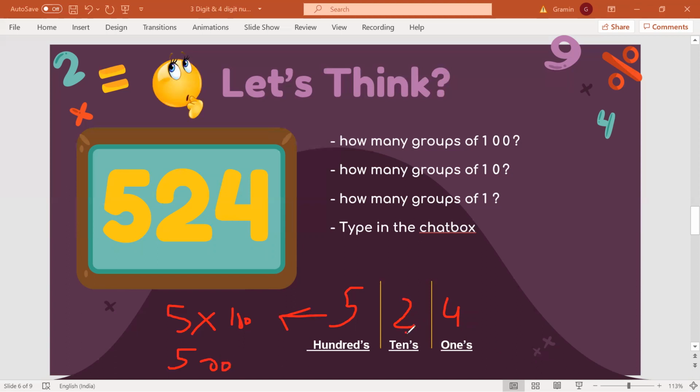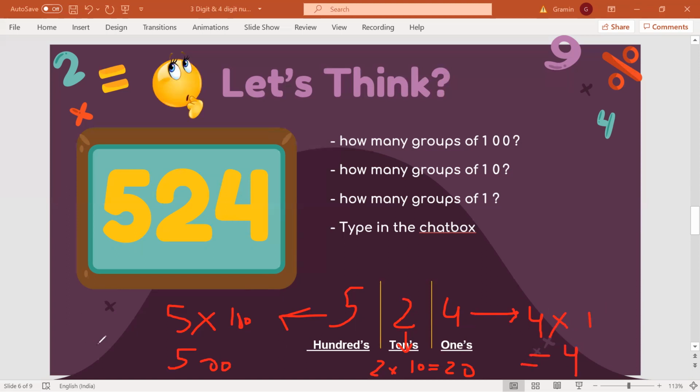2 at tens position means what? There are 2 groups of 10 chocolates. So 2 multiplied by 10, which is equal to 20. Similarly, 4 at ones position means what? 4 groups of 1 chocolates. So 4 multiplied by 1 will be equal to 4.